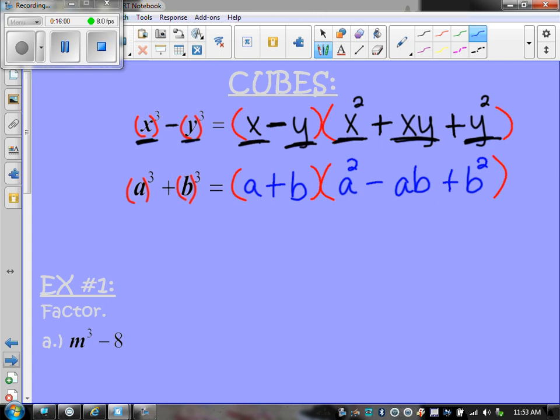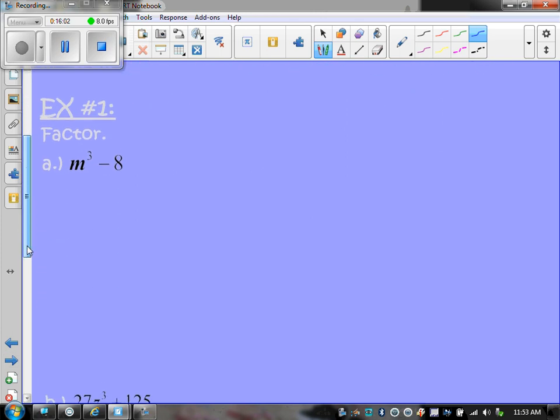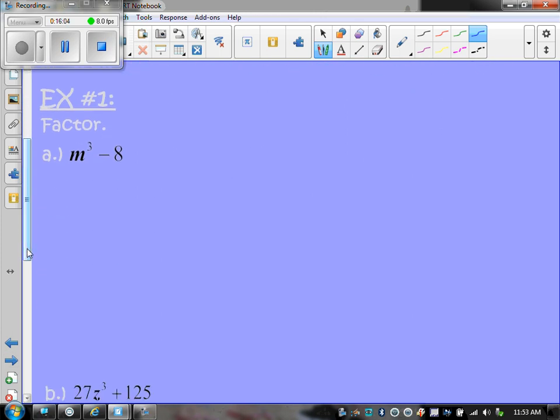Let's do some. Let's look at example number 1A. Okay? Is it in order? We're always going to check this first. In order. Yep. Second thing we're going to look for: GCF. Is there something I can take out of both those terms? No. The next thing I'm going to look for is to see how many terms I have. In this case, I have two terms.